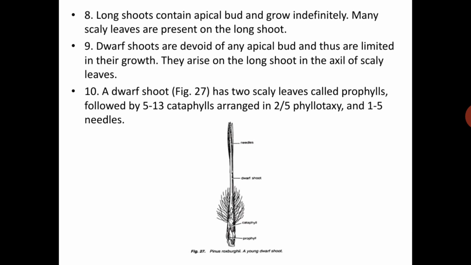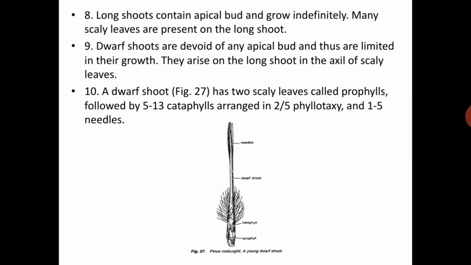Long shoots contain an apical bud and grow indefinitely. Many scaly leaves are present on the long shoot. As you can see in the diagram, it is a long shoot which contains many scaly leaves. Dwarf shoots are devoid of an apical bud and thus are limited in their growth. They arise on the long shoot in the axil of the scaly leaves. So in the axil of the scaly leaves you find a dwarf shoot.